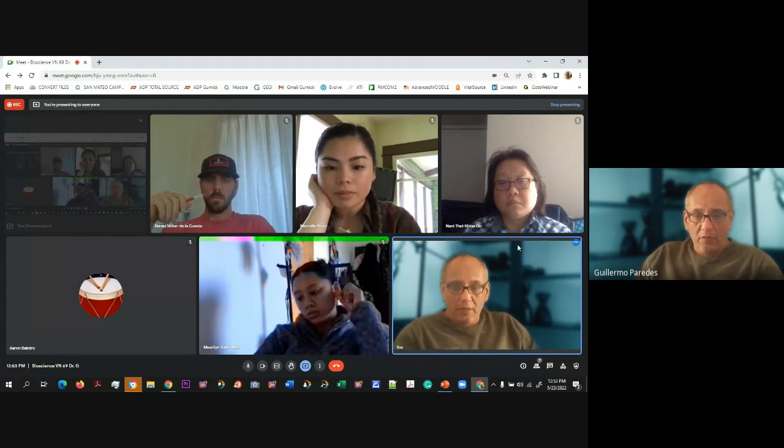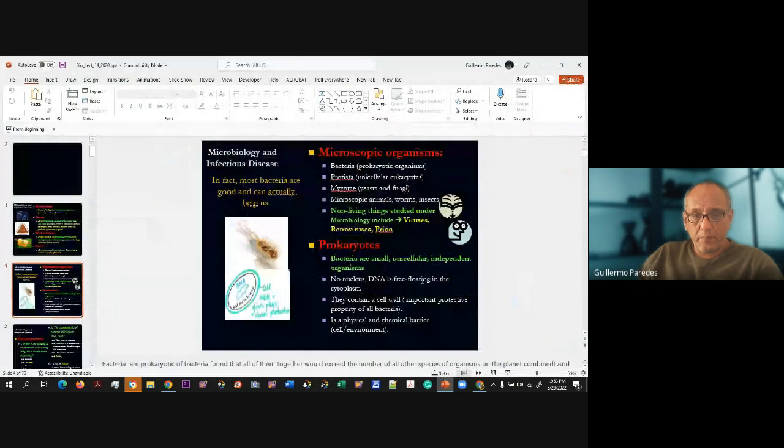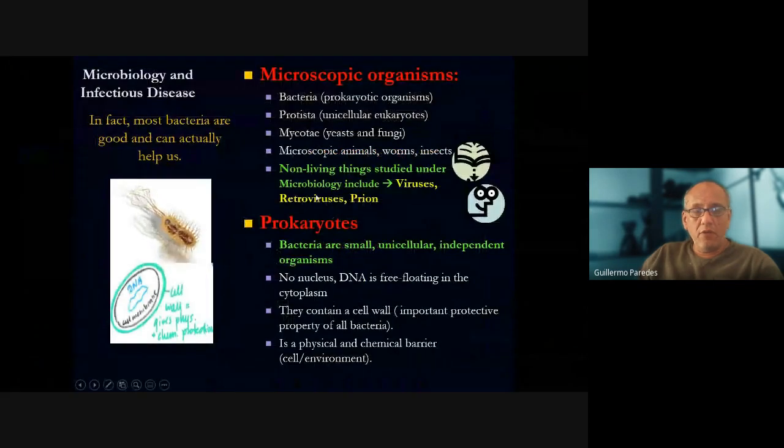All right, so let's keep moving. One thing I just want to tell you ahead of time: this is the E. coli. Look at this E. coli, very funny, right? Very nice. Okay, anyhow, so the bacteria is a prokaryote.